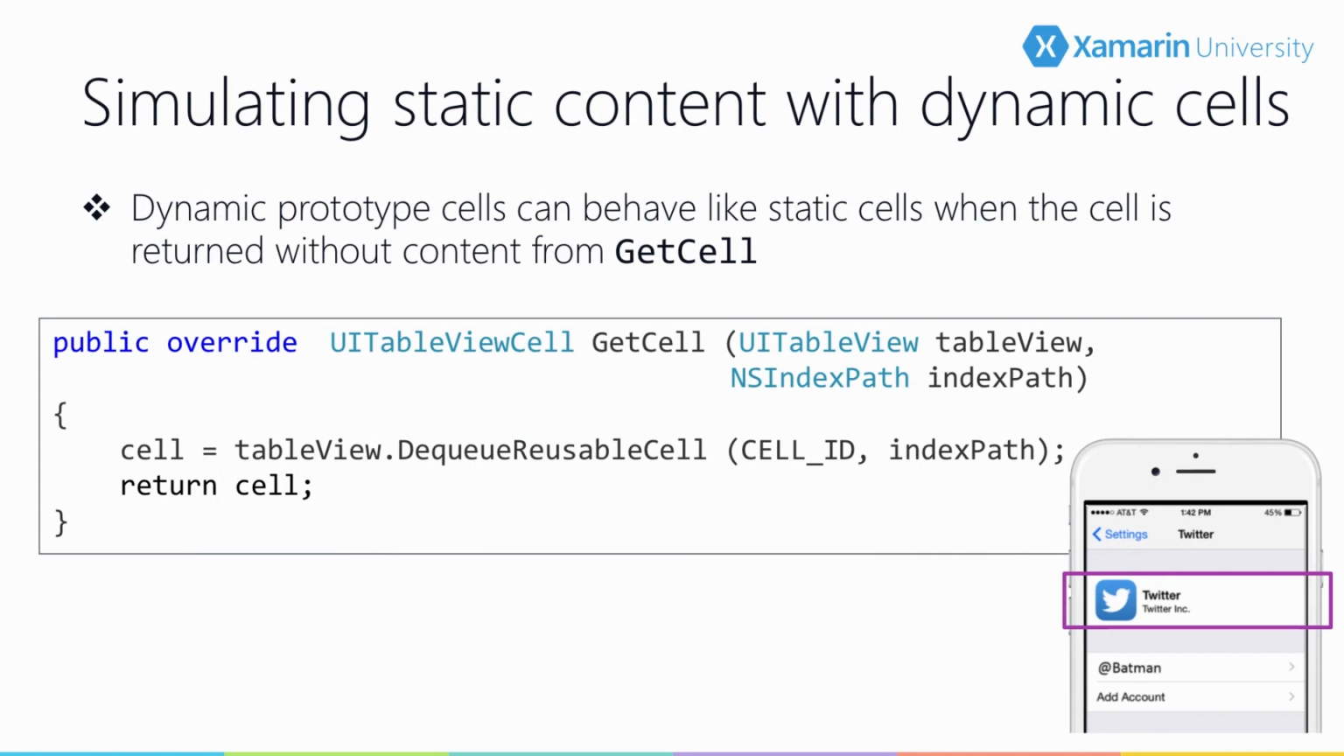To use dynamic cells like static cells is as simple as not updating the contents of the cell in the getCell method for a particular reuse ID. If you're using multiple prototype cells, regardless of the content, you'll need some logic to determine which row presents which type of cell.